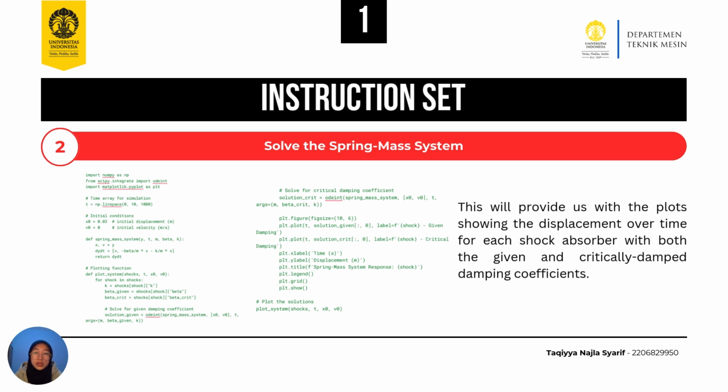We need to solve the differential equation, and we use the Python SciPy library. This is the Python code that I made. It will provide us with plots showing the displacement over time for each shock absorber with both the given and critically damped damping coefficients.